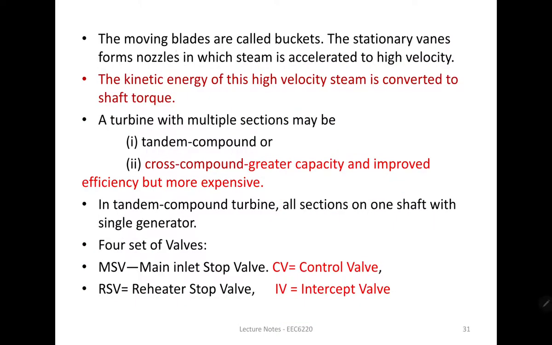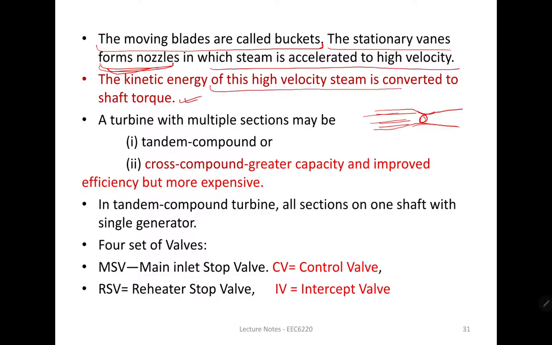The moving blades are called buckets, and the stationary vanes form the nozzles, in which steam is accelerated to high velocity. They are designed in different ways; just like this, we have a neck portion. When the steam passes through it, its velocity increases because the neck portion reduces the cross-sectional area. The kinetic energy of this high velocity steam is converted into shaft torque. This is a concept you must have studied about.